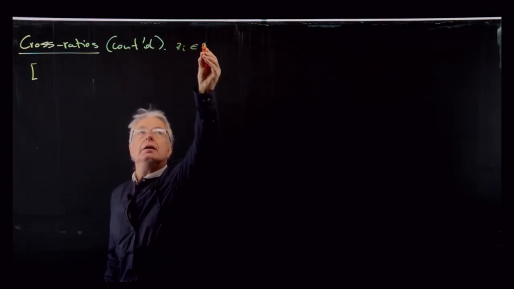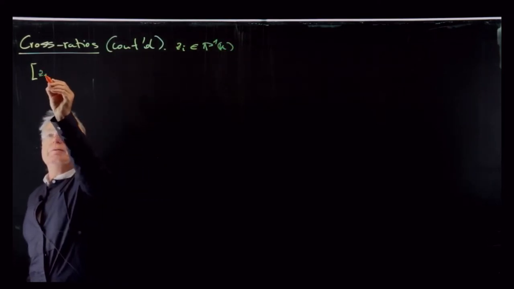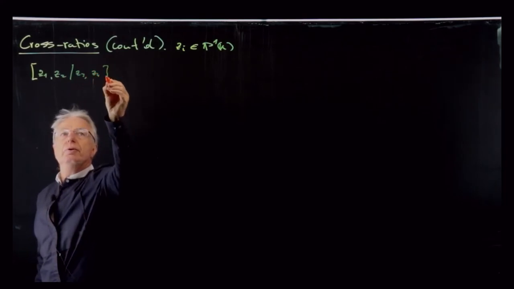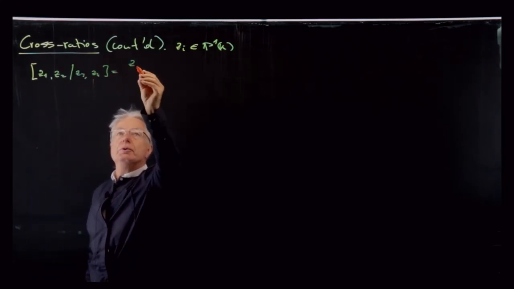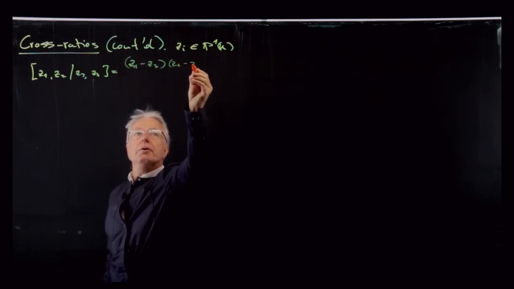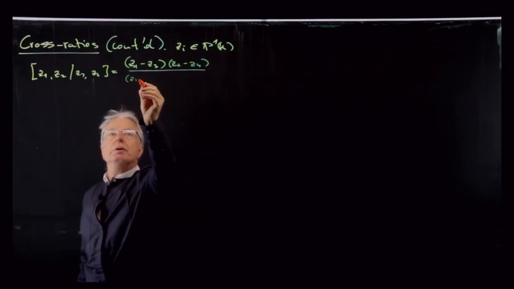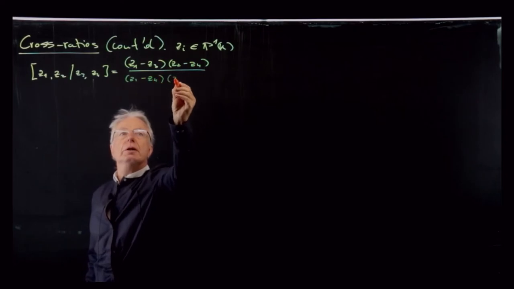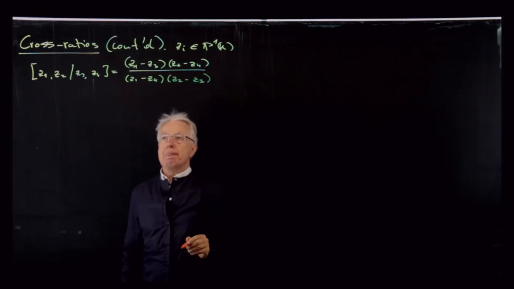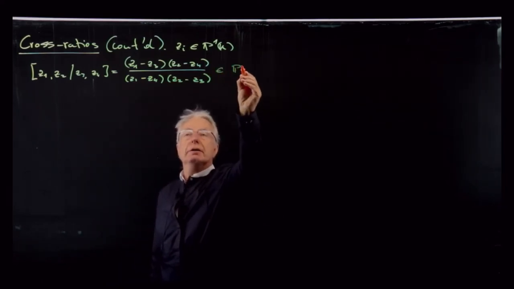So if we have z_i in P1(k), four points, then we define the cross ratio of z1, z2, z3, z4 as the quotient (z1 minus z3)(z2 minus z4) divided by (z1 minus z4)(z2 minus z3). Okay, and this will be a value.